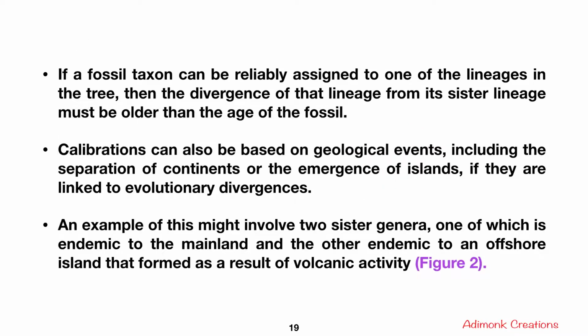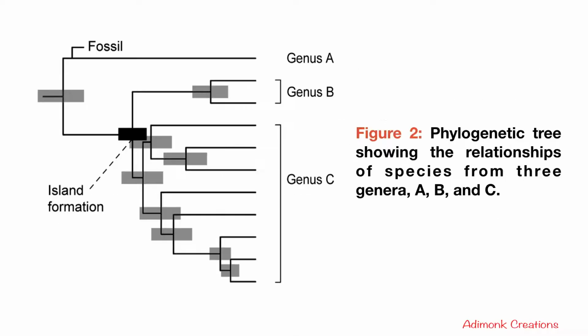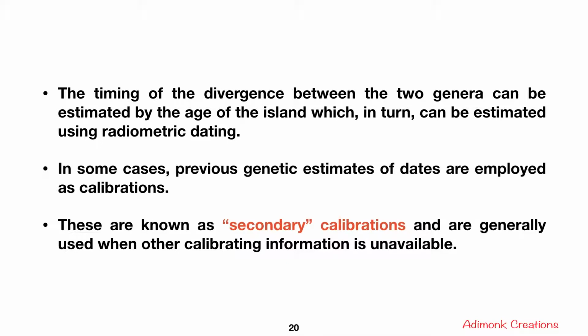So if a fossil taxon can be reliably assigned to one of the lineages in the tree, then the divergence of that lineage from its sister lineage must be older than the age of the fossil. Calibrations can also be based on geological events, including the separation of continents and emergence of islands, if they are linked to evolutionary divergences. An example of this might involve two sister genera, one of which is endemic to the mainland and the other is endemic to an offshore island that formed as a result of volcanic activity. The timing of the divergence between the two genera can be estimated by the age of the island, which in turn can be estimated using radiometric dating.